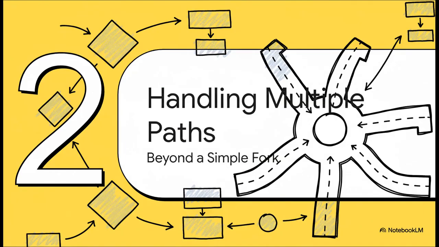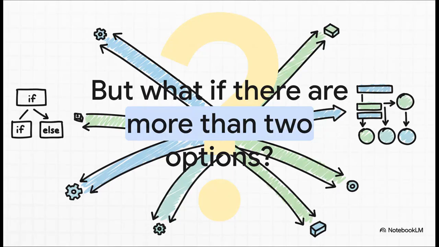Okay, so we've got this simple fork in the road down. But let's be honest, real life is rarely that simple, right? Sometimes you're not at a little T-junction. You're at a massive intersection with roads going in all different directions. So how in the world do we handle that in our code? An if-else statement is great, but it only gives us two paths, an A or a B. What happens when we need a C, a D, and maybe even an E?